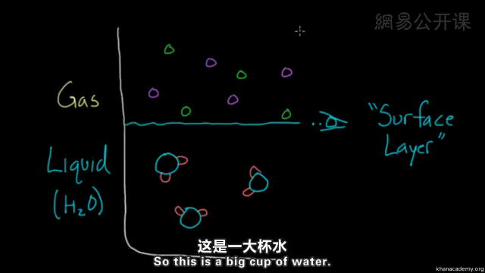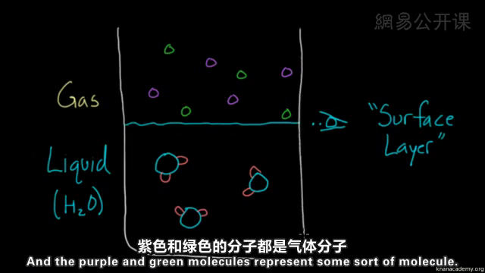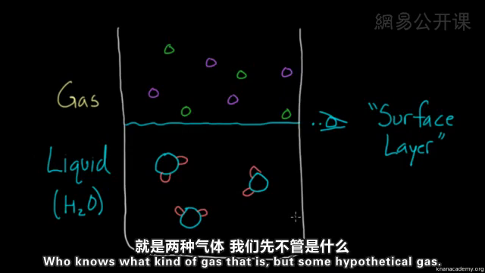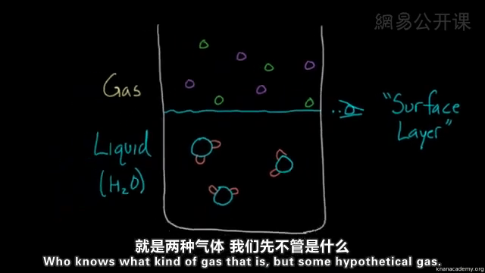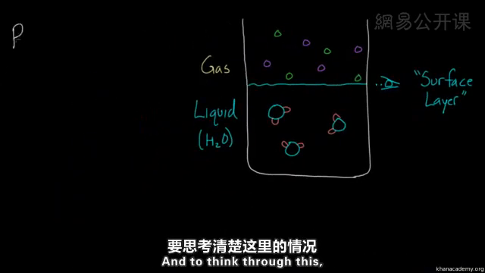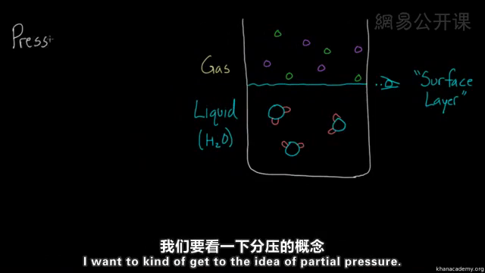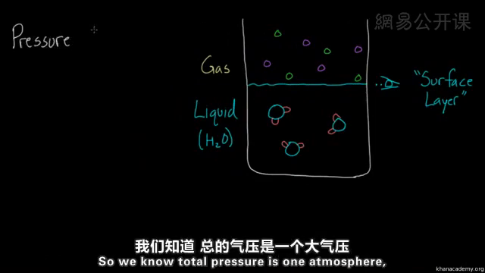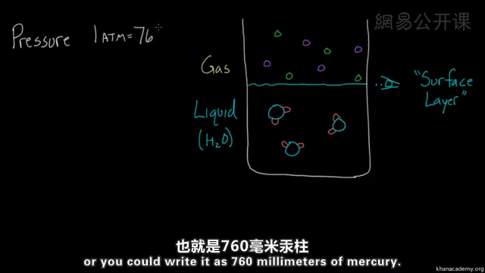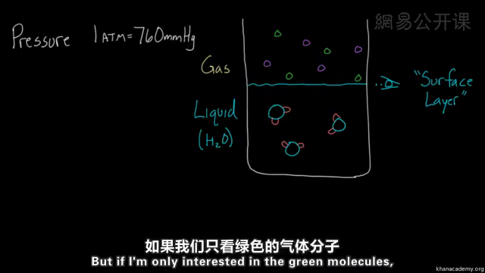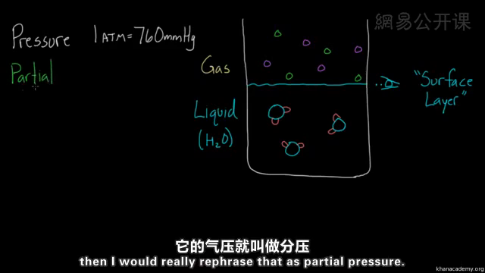So this is a big cup of water, and the purple and green molecules represent some sort of molecule. Who knows what kind of gas that is, but some hypothetical gas. And to think through this, I want to get to the idea of partial pressure. So we know total pressure is 1 atmosphere, or you can write it as 760 millimeters of mercury, right? But if I'm only interested in the green molecules, then I would rephrase that as partial pressure.